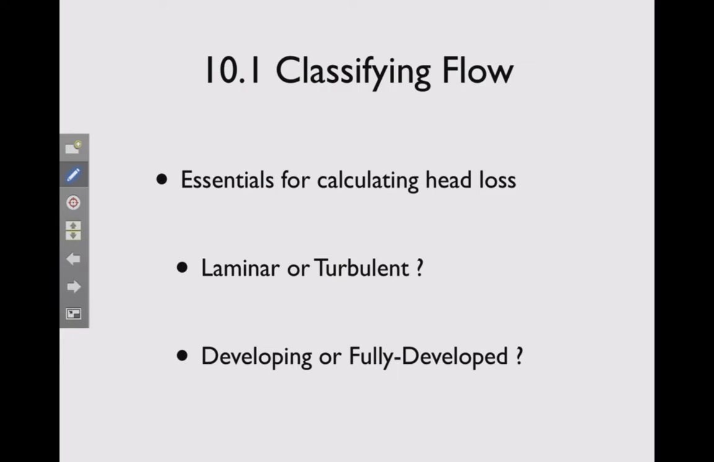In order to calculate head loss, we're going to need to make two decisions about the flow. We need to determine if it's laminar or turbulent, and to do this, we're going to use what's called the Reynolds number, which we've talked about before, applied to the diameter of the conduit. And we need to determine whether it's developing or fully developed, and we will be using something called the entrance length, L sub E, to specify the length along the conduit at which the flow is developing. After that length is achieved, the flow will be fully developed.